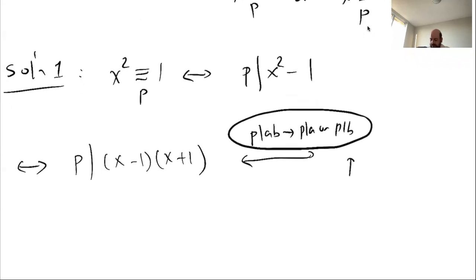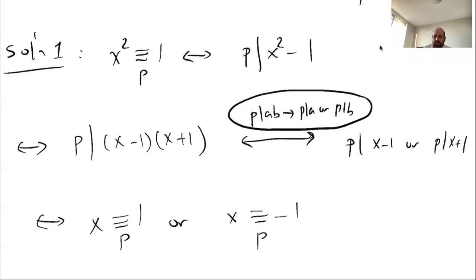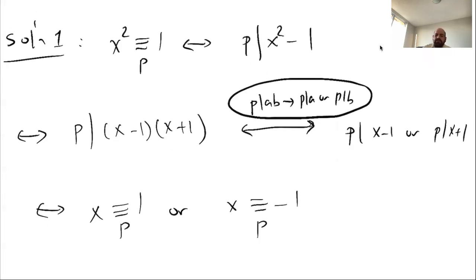So here I can say that P divides x minus 1 or P divides x plus 1. And this is the same as saying that x is congruent 1 mod p or x is congruent -1 mod p. P divides x minus 1 or p divides x plus 1: this is p divides ab. This is like your a, this is like your b. And p divides ab means p divides a or p divides b.